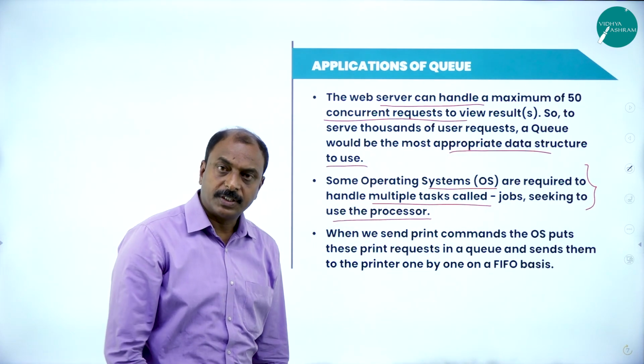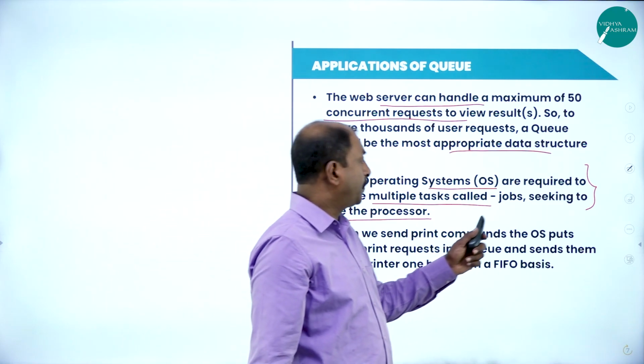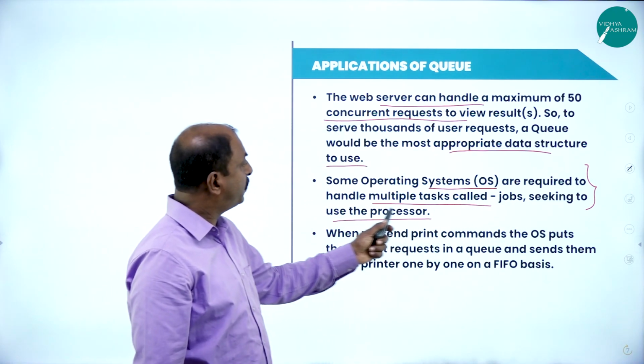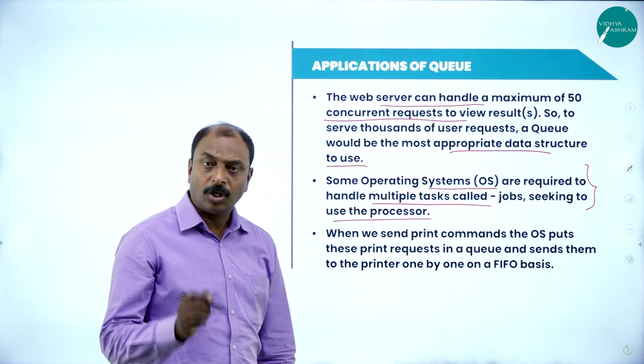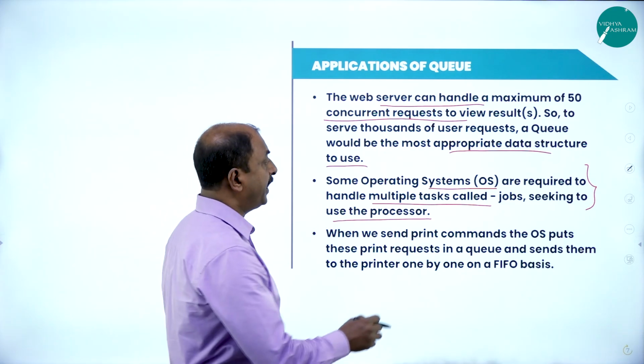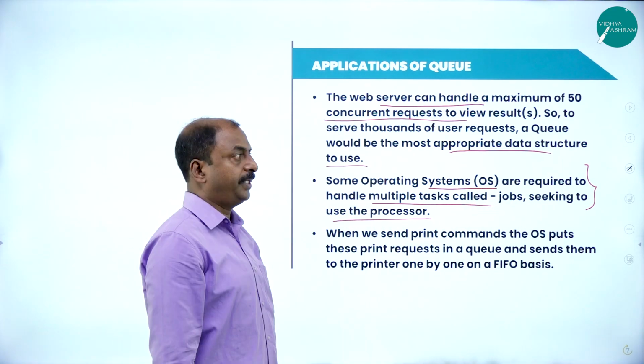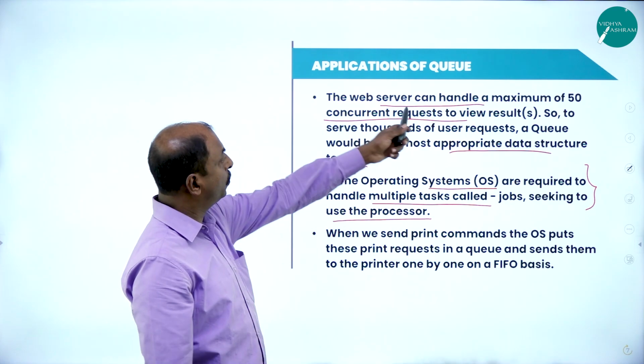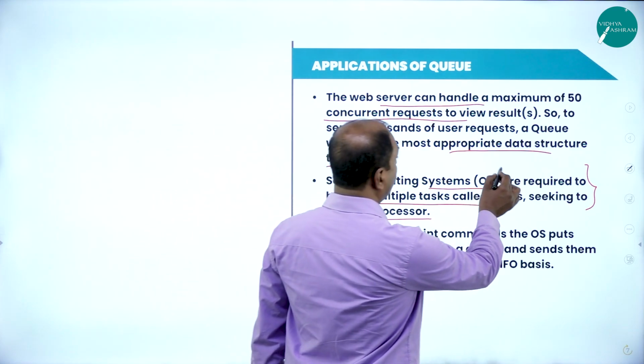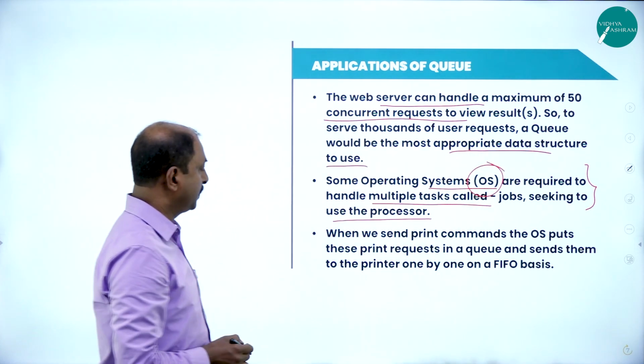Here, whichever task or job sends the request for execution first will get the preference and others will be in a queue. It is also an example of queue, and it is one of the functions of the operating system.